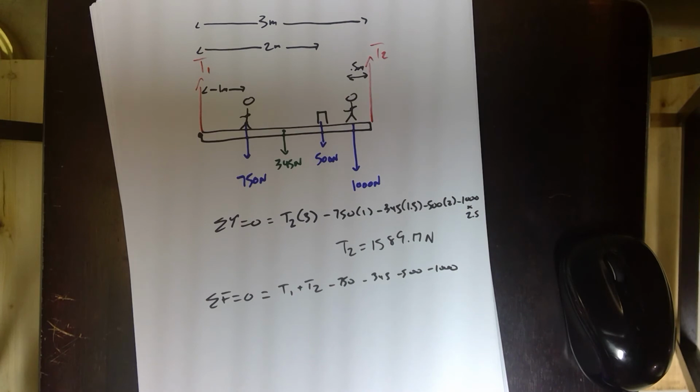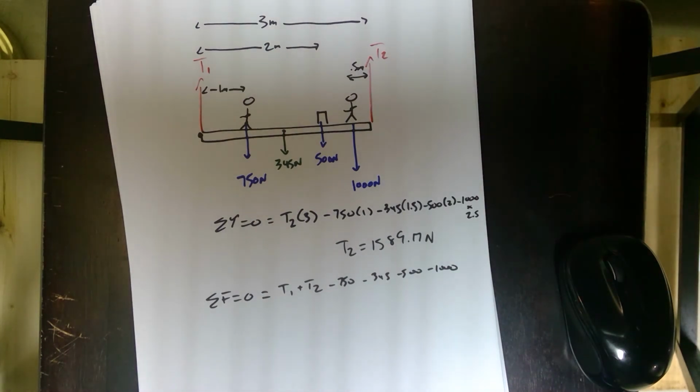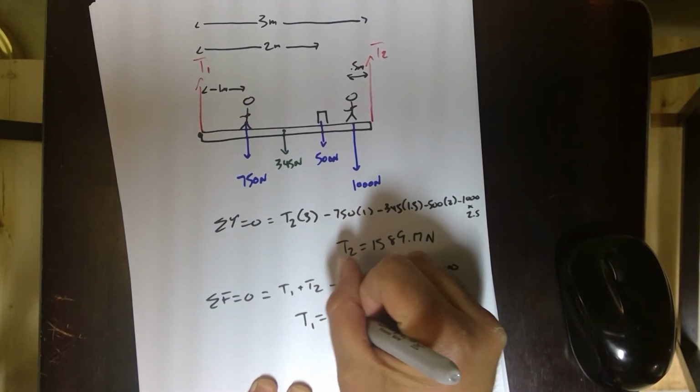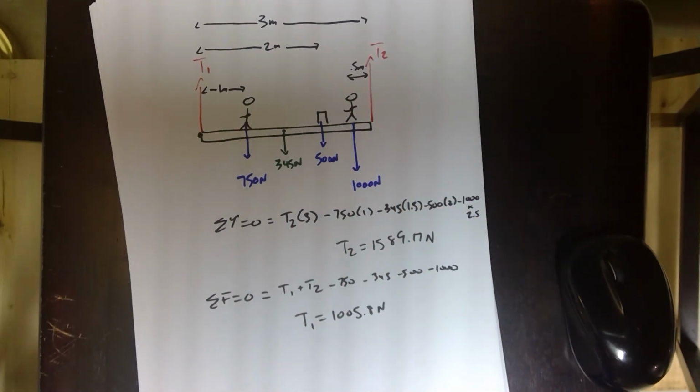Let's see what we end up getting here. Alright, so T1 is unknown. T2 we just determined to be 1,589.17. 750 is down, 345 is down, 500 is down, 1,000 is down. And what I end up getting is 1,005.8 for T1. T1 equals 1,005.8 newtons, and that is consistent with my answer key, so that's a good sign there.